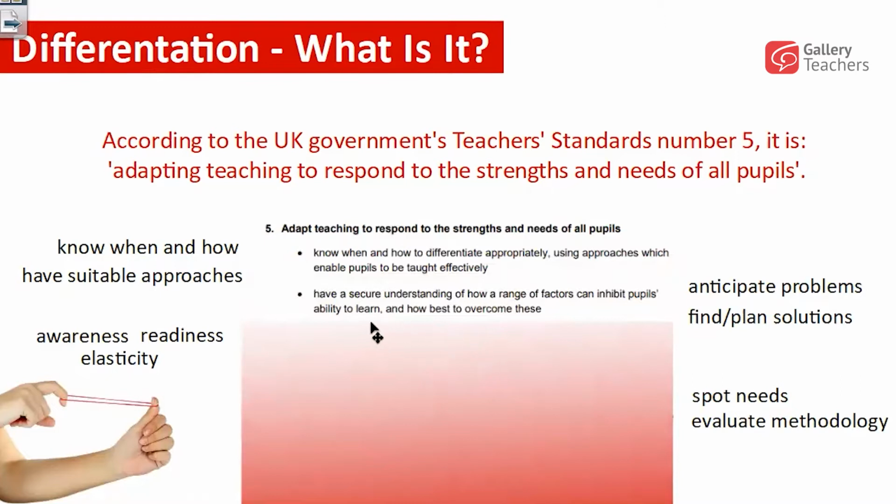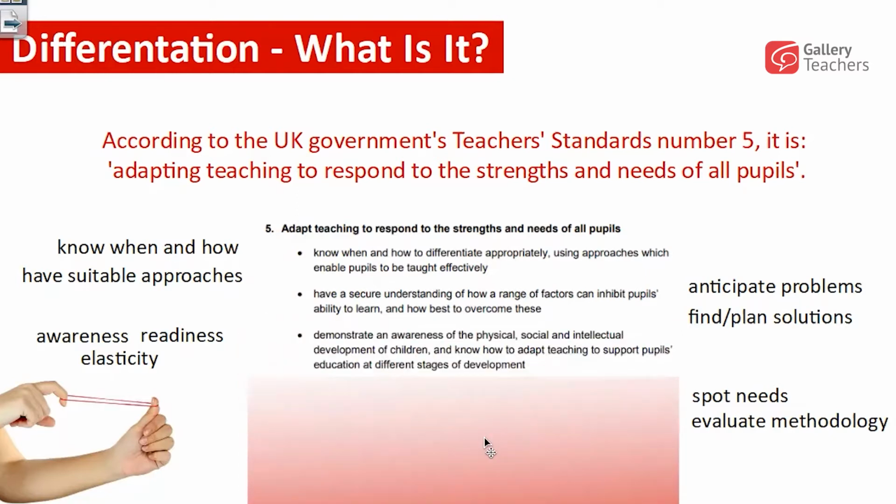Next one, we've got having a secure understanding of how a range of factors can inhibit pupils' ability to learn and how best to overcome these. So again, today, we're going to be looking at how you anticipate problems and how you find and plan solutions.